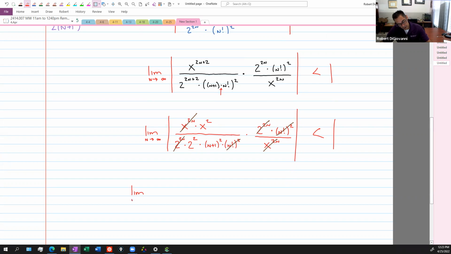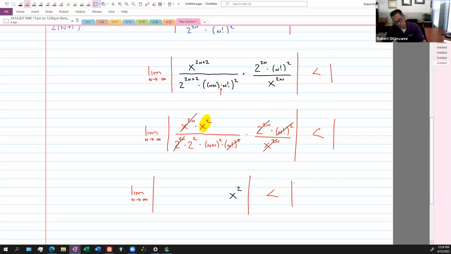Limit as n goes to infinity. Okay, all right. I'm just going to write the things. Let me put the thing that has x in it by itself. That right there is the only thing with x, right? That's the only thing with x. I'm going to put that in the back here, x squared.